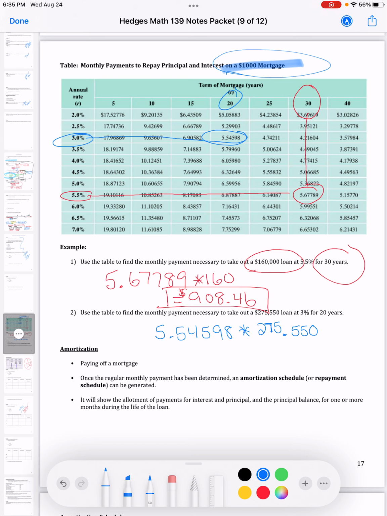And you could also think about taking, let's see, my number here and dividing by 1,000, and you'll get that 275.55. Typing that in my calculator to get my monthly payment, I get $1,528.19.